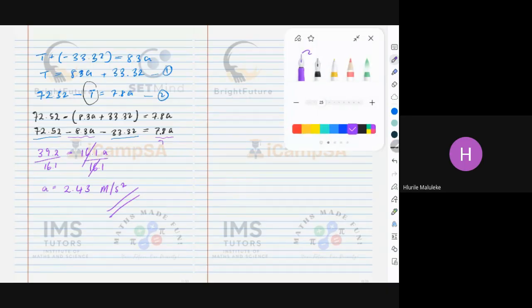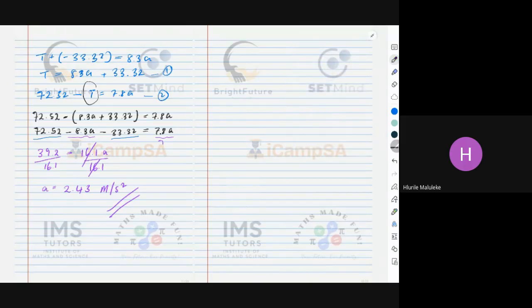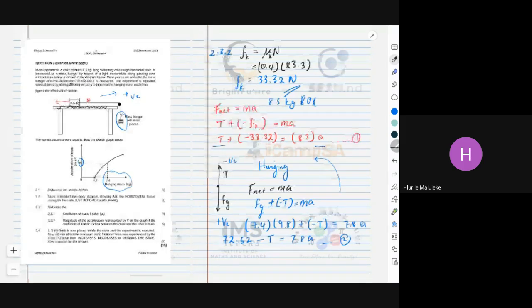Let's move to 2.4. So here, the question is, this 5 kg block is now placed inside the crate, and the experiment is repeated. That means here we are adding 5 kg here. How will this affect the maximum static frictional force now experienced by the crate? Choose increase, decrease, or remain the same.